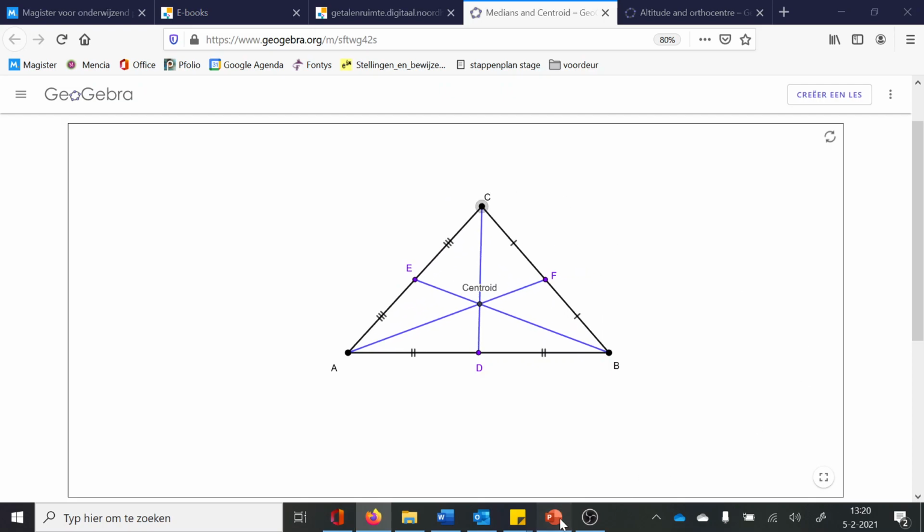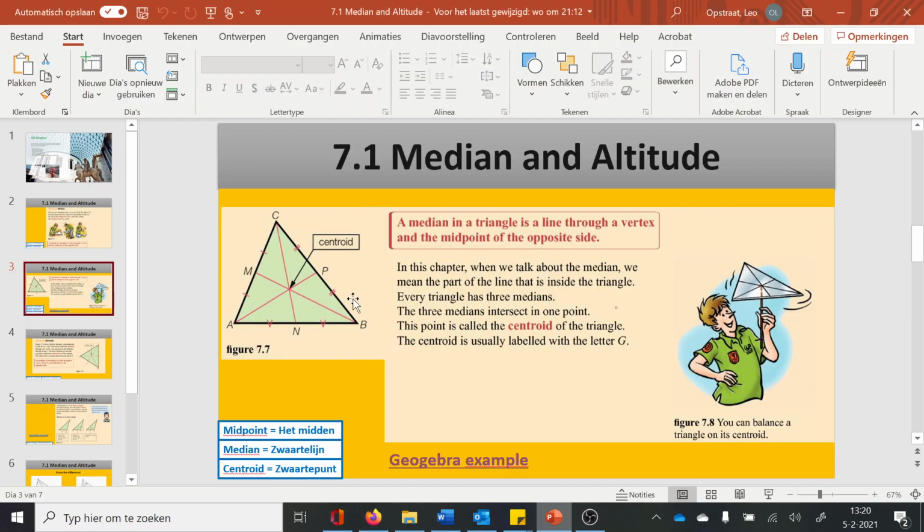Okay, so that shows you how medians work. That's the end of this video as well. Also, please watch the video about the altitudes that's in the separate video about theory B.